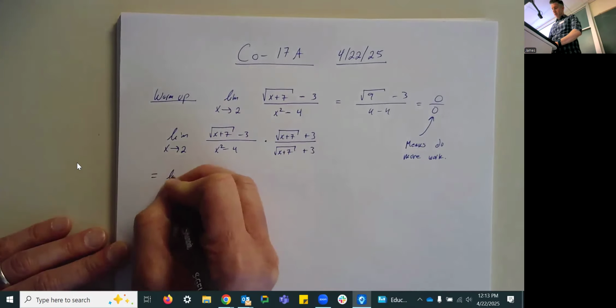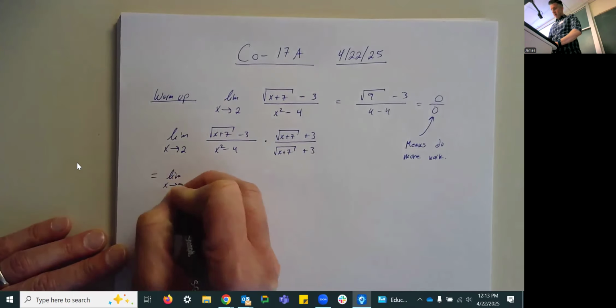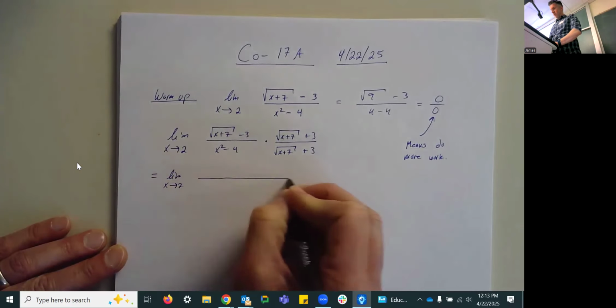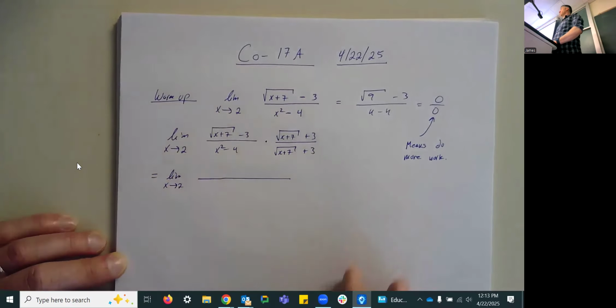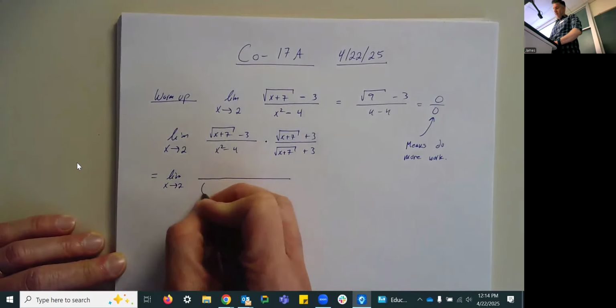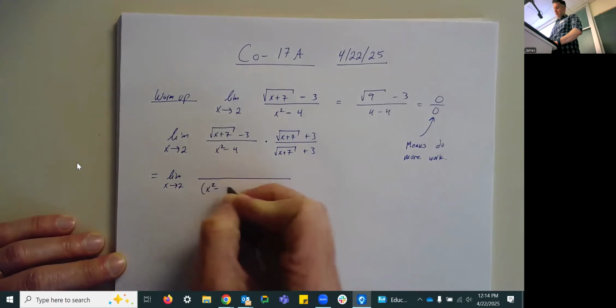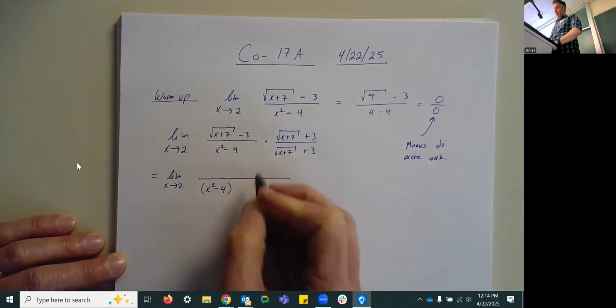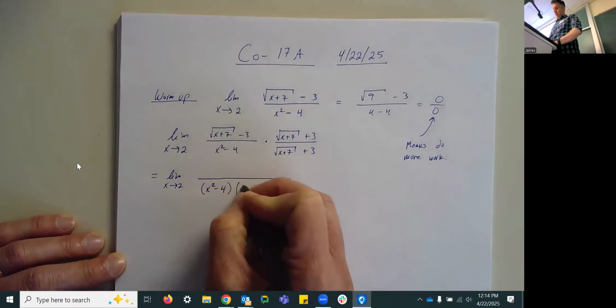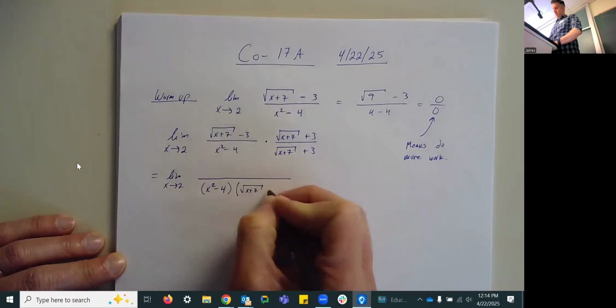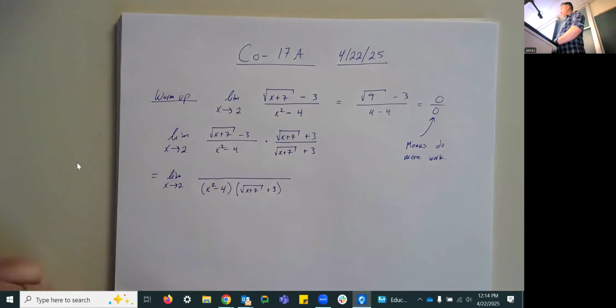So let's look at the denominator first. The things that aren't conjugates, we don't want to multiply them out. We want to just leave them as is. Well, we're going to do a little bit more with this x squared minus 4 in a minute. But for now, we're just thinking of this as x squared minus 4 times the square root of x plus 7 plus 3. In the numerator, that's where we actually want to multiply it out.